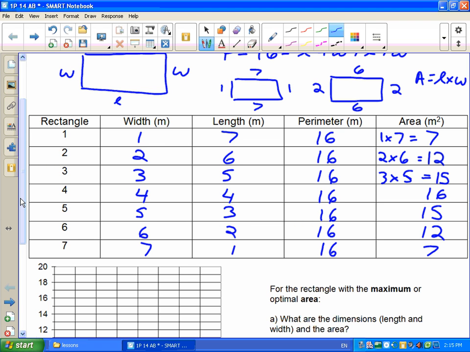Now, if we just look at what's happening to these numbers in the area column, what are they doing? How would you describe what's going on here? 7, 12, 15, 16, 15, 12, 7. If I were to just ask you in words what's going on here, what would you say, Drake? What are they doing here?